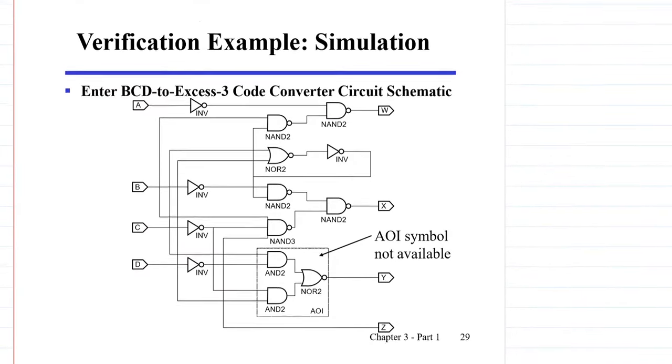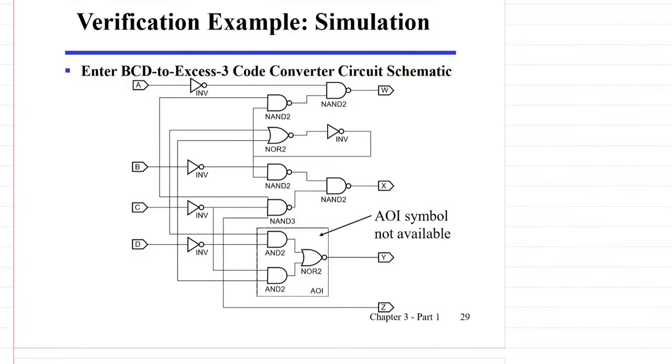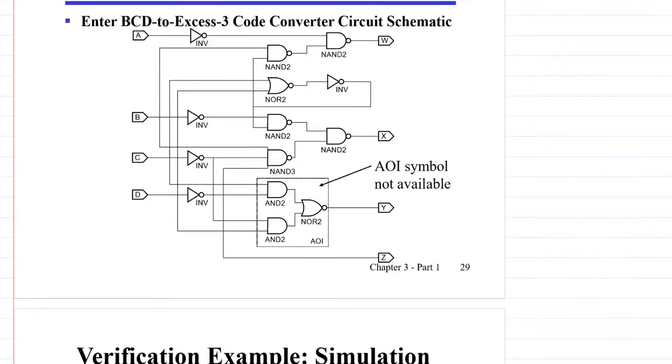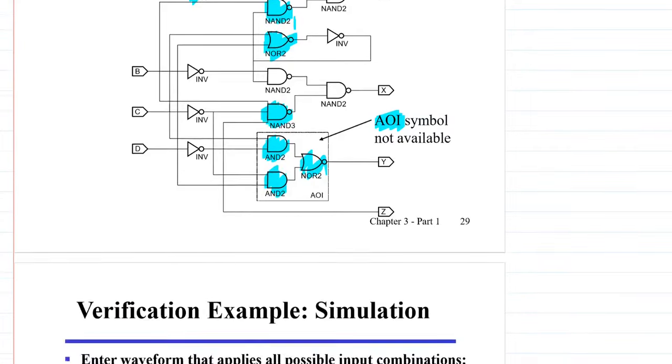Over here, you can see an example of how the verification is done using the simulation. The BCD2X3 code converter circuit schematic is shown here, and it is already entered into the simulation environment. You can see that we have the inverter gates, the NAND gates with 2 inputs, the NOR gate with 2 inputs, the NAND gate with 3 inputs, and so on and so forth. And over here we have the AND and the NOR gates together, which gives us the AOI, for which you don't have a single symbol, so they are shown in this way.